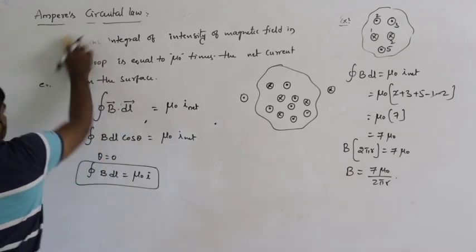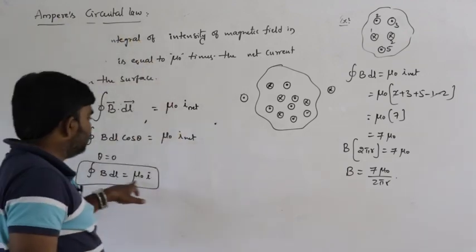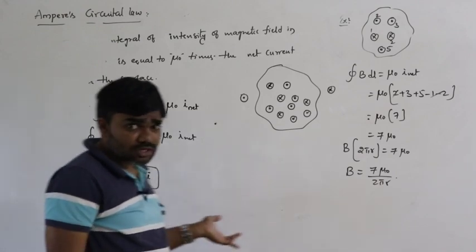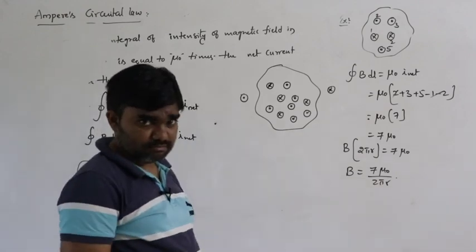That is Ampere's circuital law. Simple thing is integral of B dl is equal to mu naught I. By using Biot-Savart's law also we did this same.